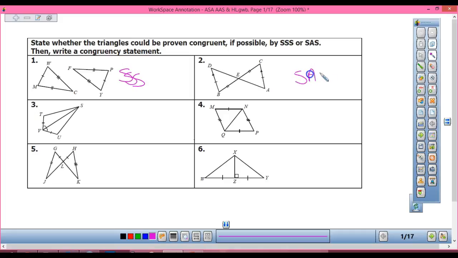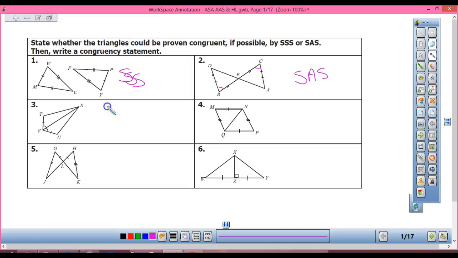SAS. What angles did you have to mark? B and C. And why were you able to mark those? They're alternate interior angles, and we can use alternate interior angles because these two lines are parallel, yep. You need parallel lines in order to use alternate interior angles. Okay. Jackson.